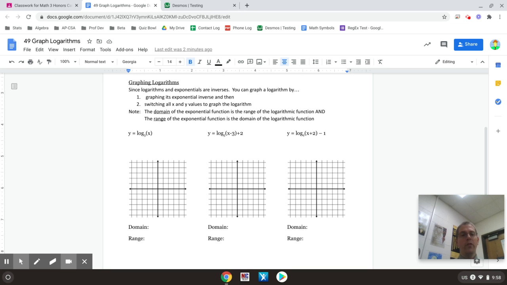Okay, one other thing we need to learn about logarithms is how to graph them. Now, if you want to graph these by hand, you can, but I would strongly recommend, if you're graphing them by hand, to rewrite the equation as an exponential first.